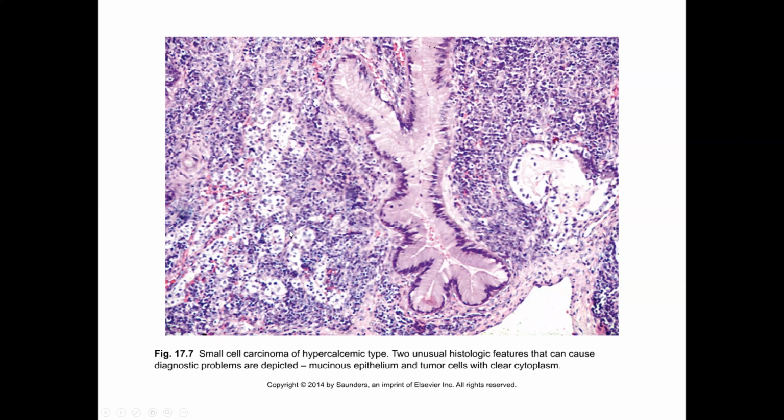Again, small cell carcinoma with an admixed mucinous neoplasm. And then these other cells with more clear cytoplasm. So these are things that could be misleading and make you think more of granulosa cell tumor perhaps, or of other type of mixed tumors as well.